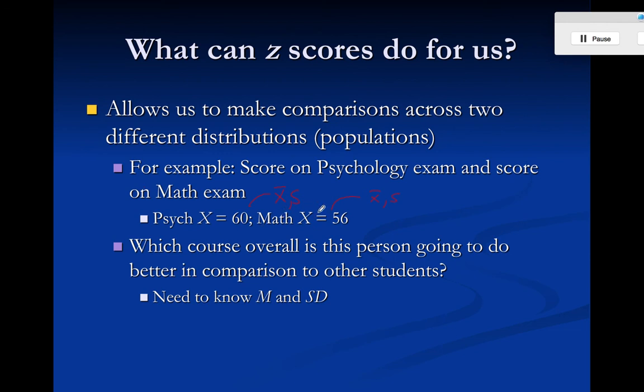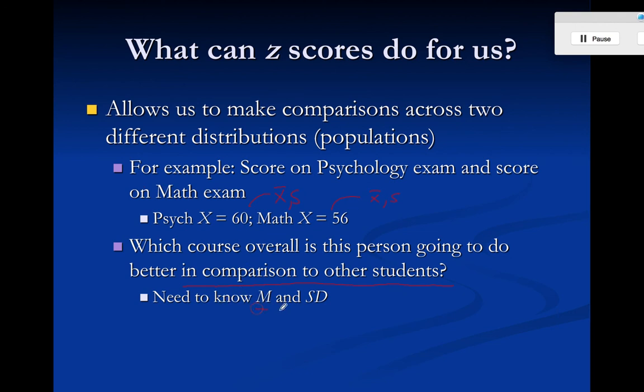Here, I want to know in what class I'm performing better in comparison to everyone else. That's the key: in comparison to everyone else, in terms of the students. Where am I doing better in comparison to everybody else? So not necessarily in what class I have a higher grade, but in which class I have a better grade in comparison to everybody else.